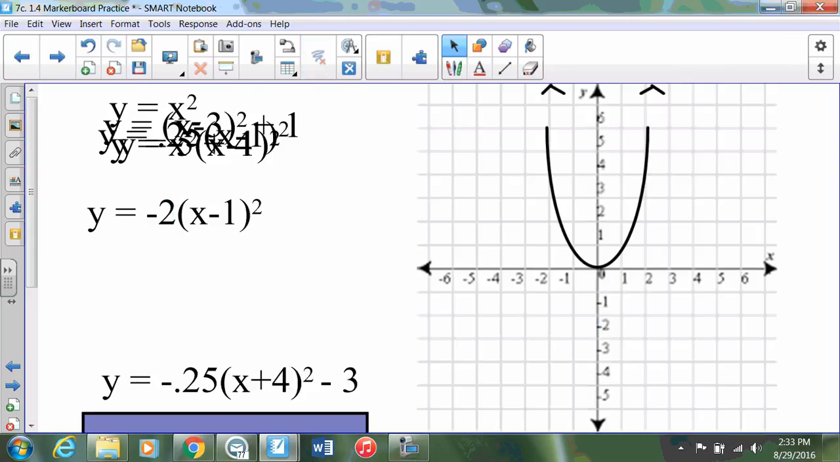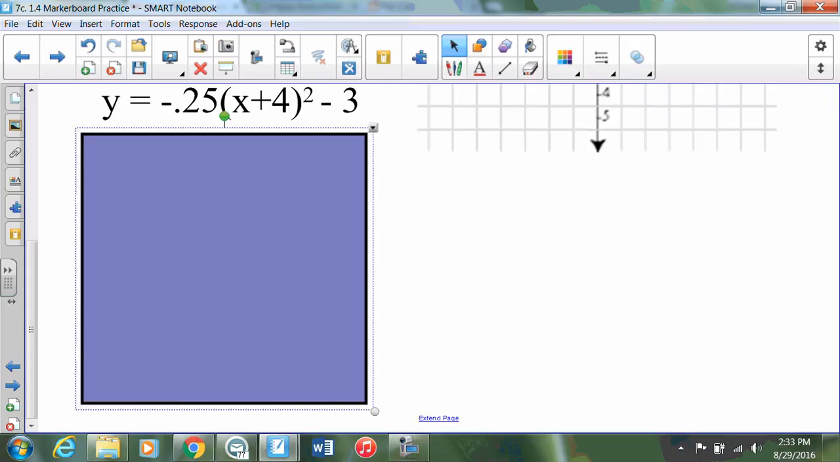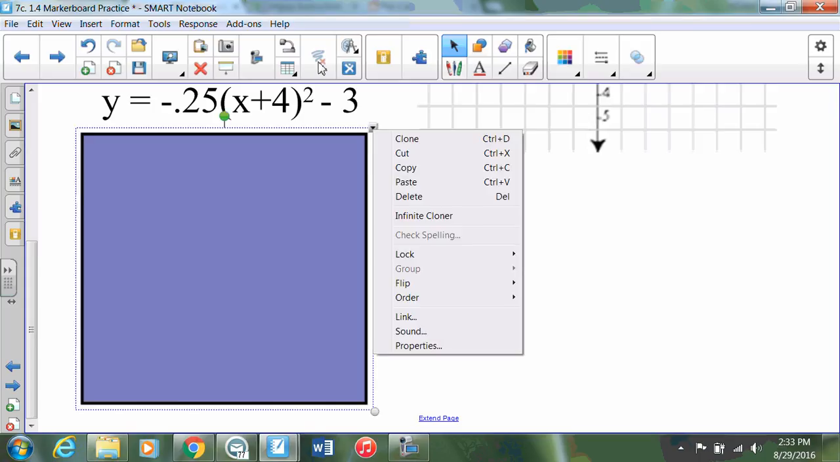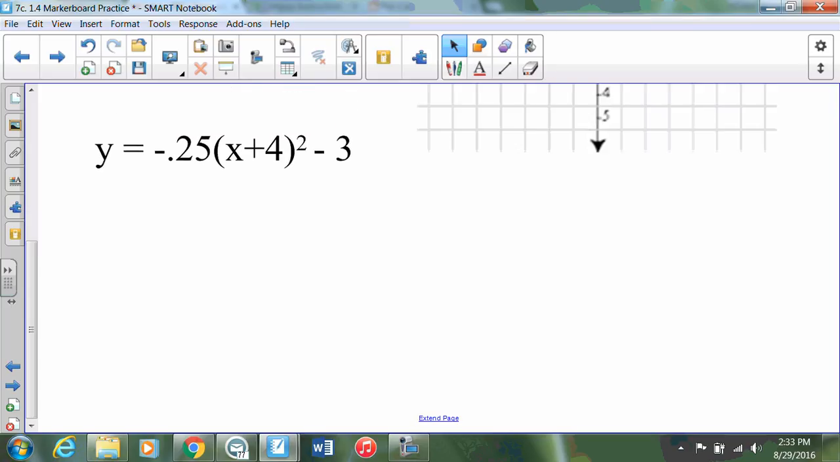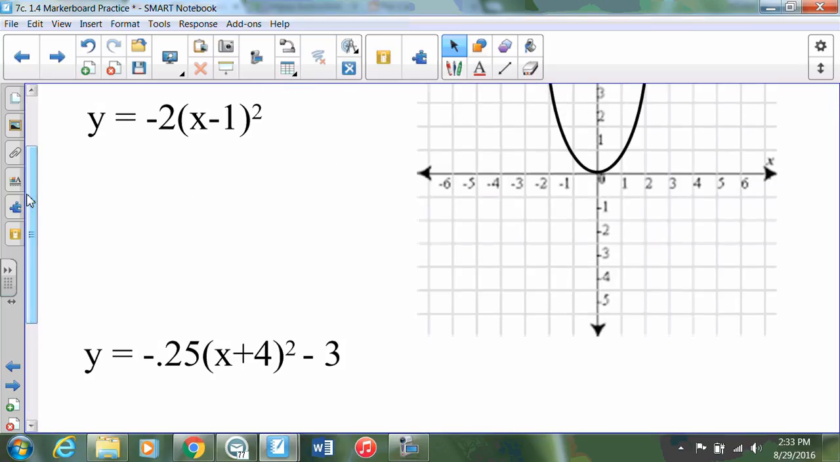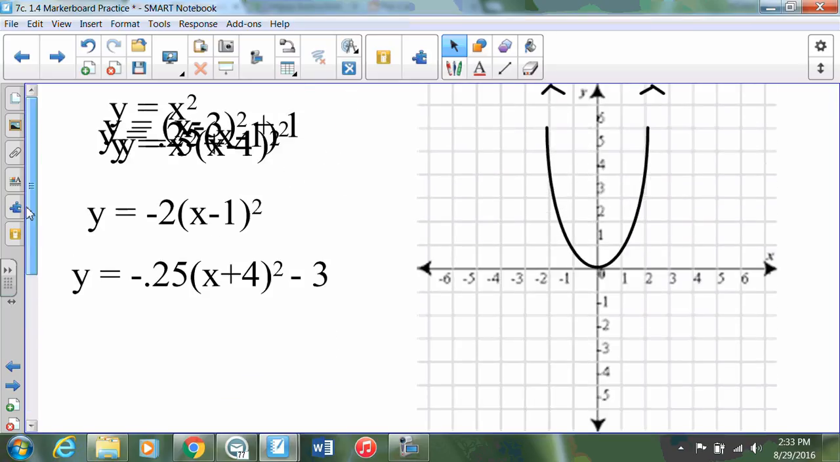And let's see if we have one more. Oops. All right, let me get rid of this. Okay, so where'd our one more go? Here it is. Okay, lots to do here. Let's move up the screen.